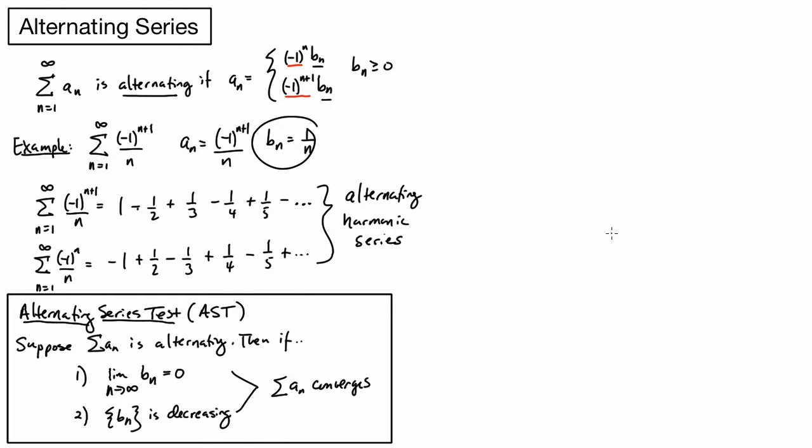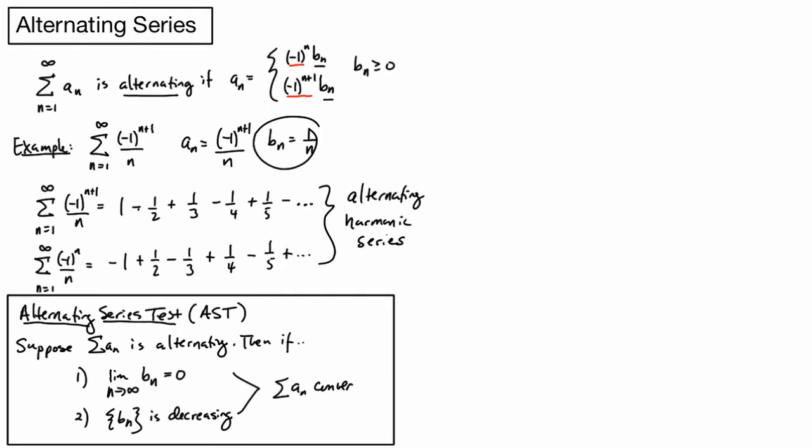It's actually not all that difficult. All we have to do is confirm that the non-alternating part of the series is going to 0. The terms are going to 0. And we have to also confirm that the terms are decreasing.